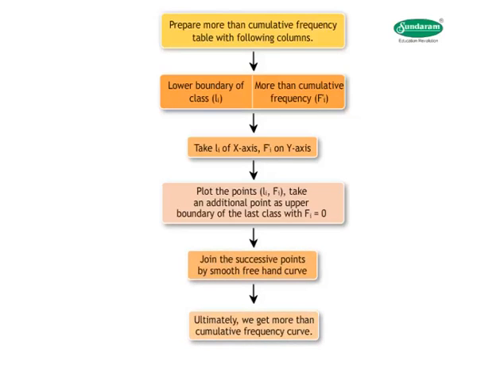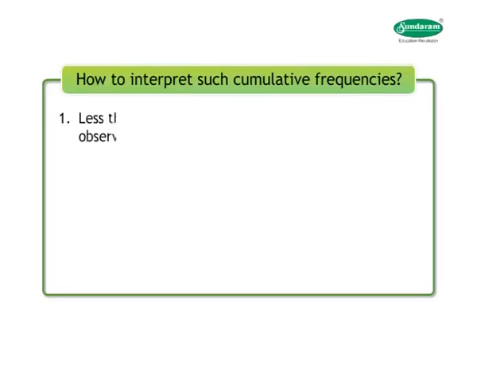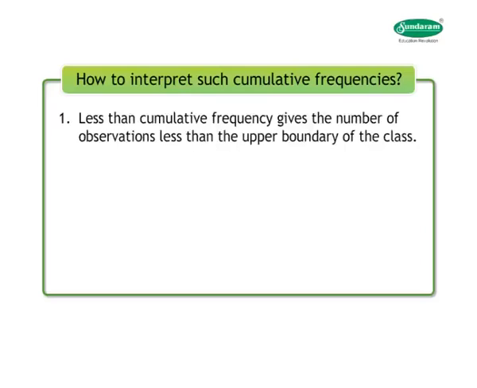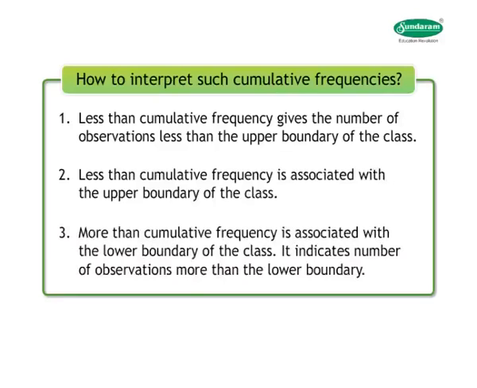Friends, note that the median can be obtained from Ogive curves. How to interpret such cumulative frequencies? Number 1. Less than cumulative frequency gives the number of observations less than the upper boundary of the class. Number 2. Less than cumulative frequency is associated with the upper boundary of the class. Number 3. More than cumulative frequency is associated with the lower boundary of the class. It indicates the number of observations more than the lower boundary.